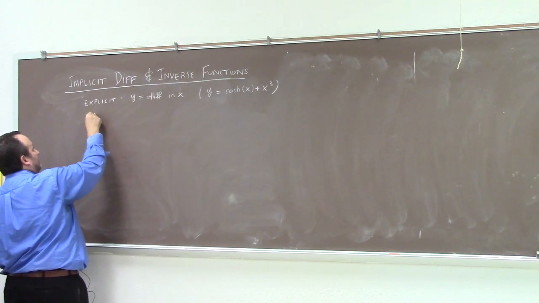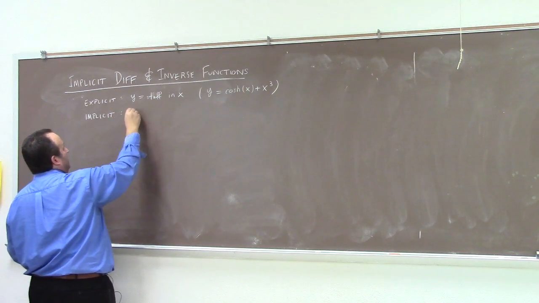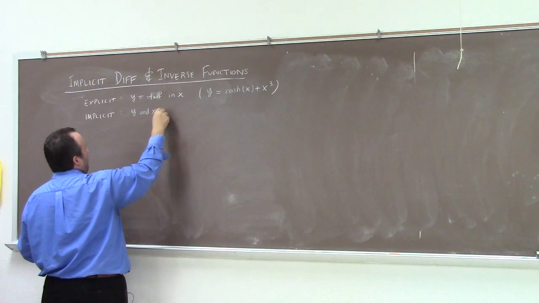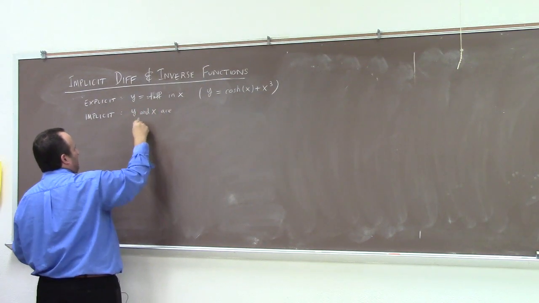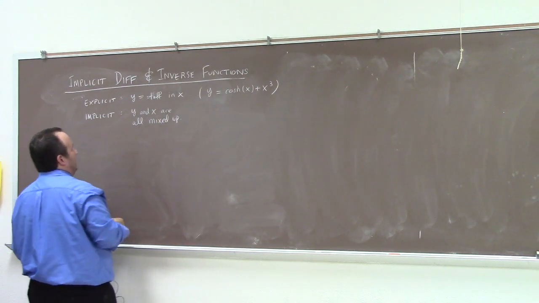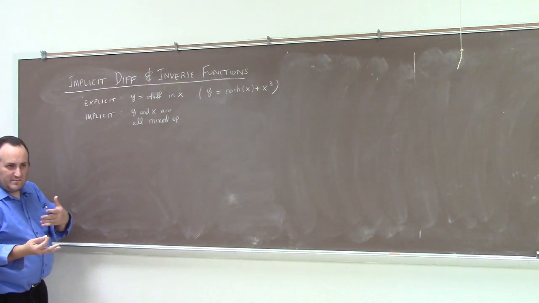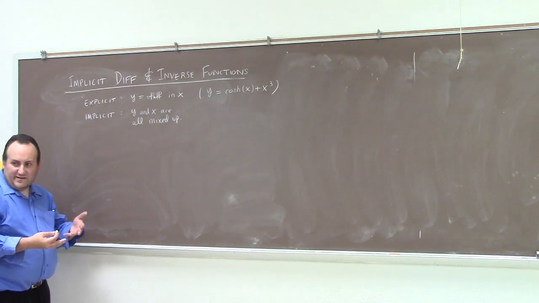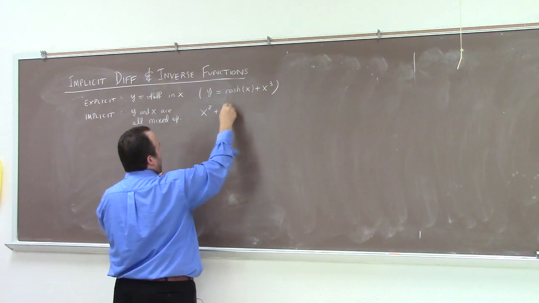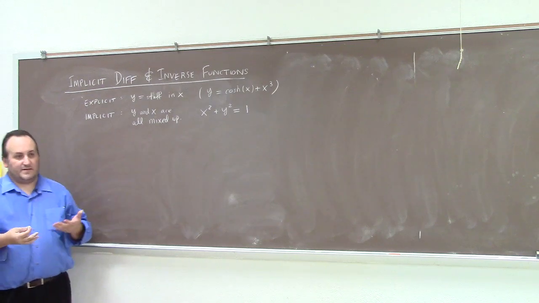Implicit is when y and x are all mixed up. Basically, implicit is when you don't have y equals just stuff in x. They're related, but implicitly so. So for example, you might have x squared plus y squared equal to 1. This would make y an implicit function of x.